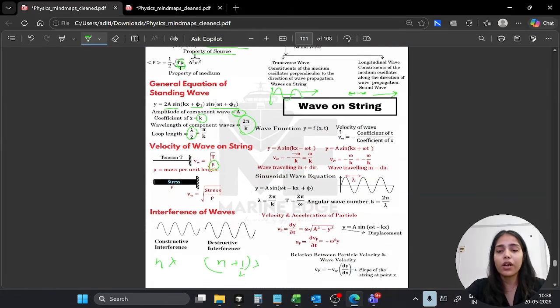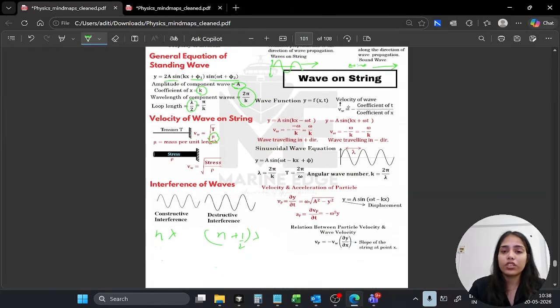Okay. Now, when we write the wave function, it is denoted by y(x, t). x is the position and t is the time. We can write it as sin(kx - ωt), similar to what we have seen in the case of SHM as well.